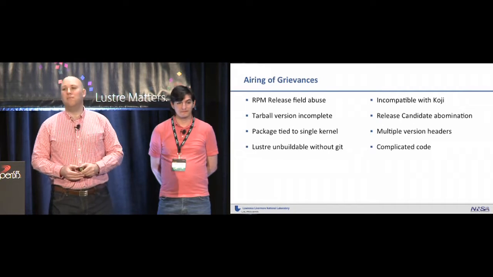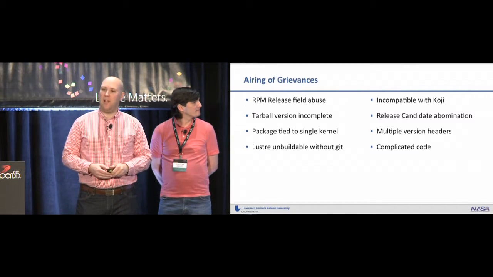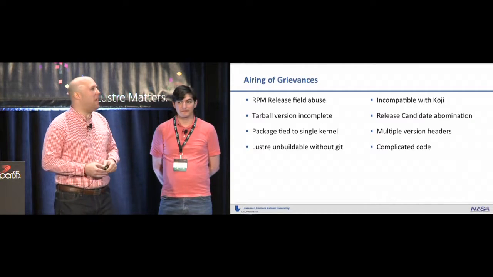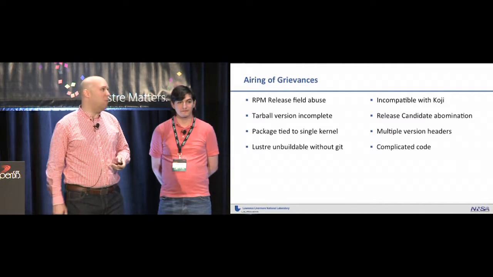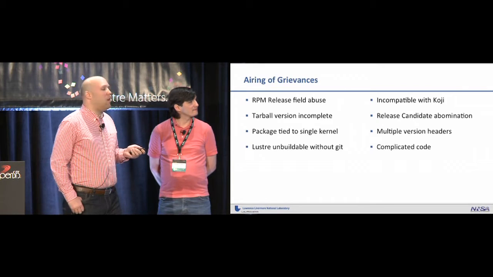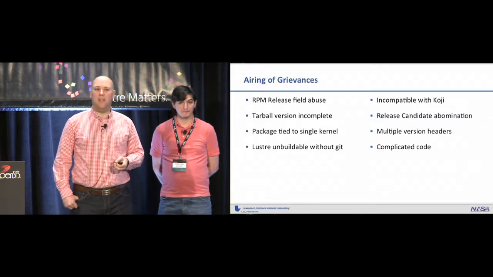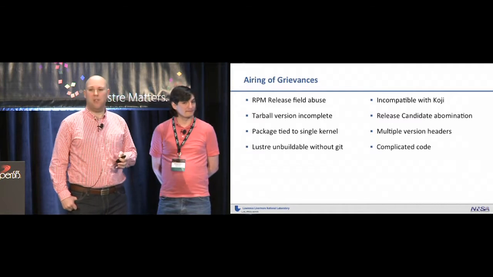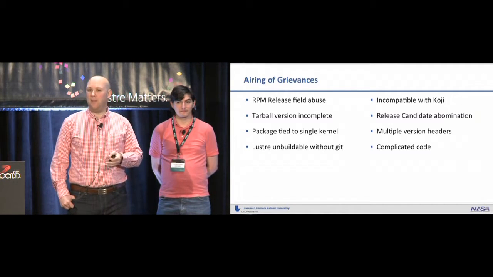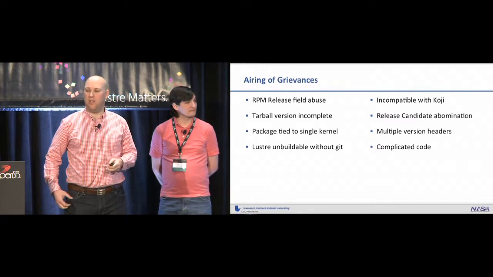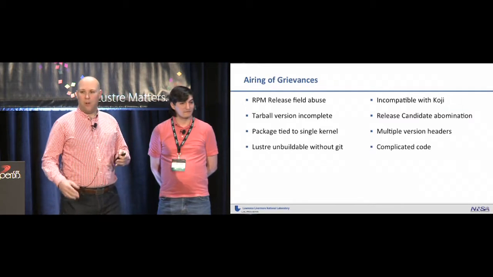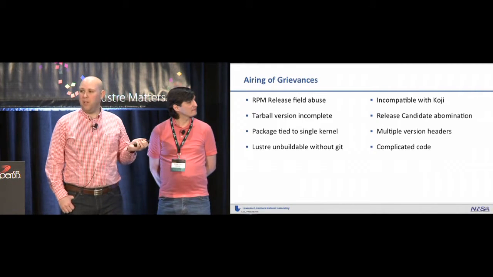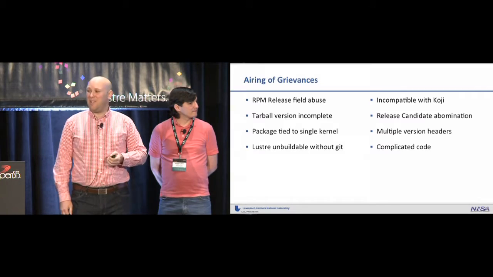You can't build Lustre without having a full Git checked out working directory, and that can be frustrating at times. Usually that's okay, but there's times where that gets in the way. It's incompatible with Koji. If you haven't heard of Koji, it's the build system that Fedora and Red Hat and EPEL, a lot of the major distributions, use to build packages for the entire distribution. At Lawrence Livermore, we roll our own customized version of RHEL, and we're moving to using Koji. Unfortunately, Lustre doesn't build through Koji.